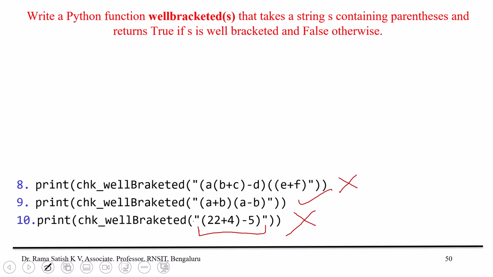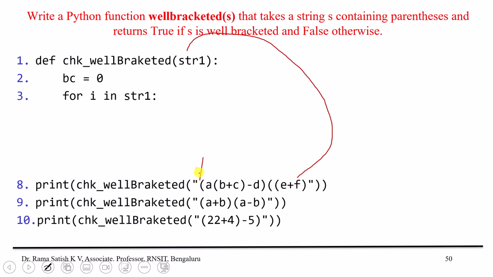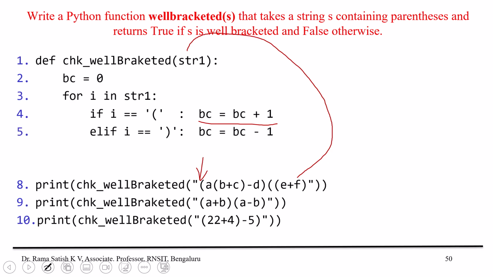Let me use the same thing in the code. What we are trying to do is define a function called check well bracketed. Whatever expression you write is stored in str1. And you are checking BC, which is nothing but bracket count, for I in str1. I means the character. If it is an open bracket, your BC is incremented by 1: BC is equal to BC plus 1. Else if it is a close bracket, BC is equal to BC minus 1.